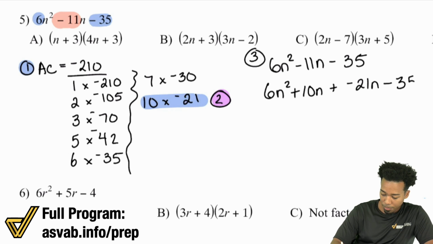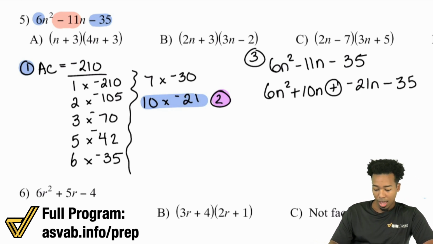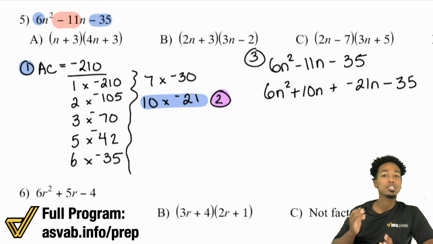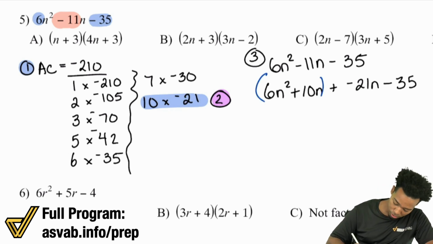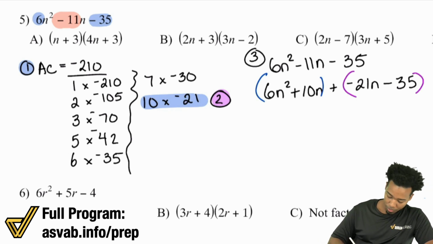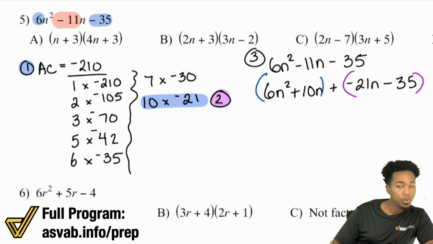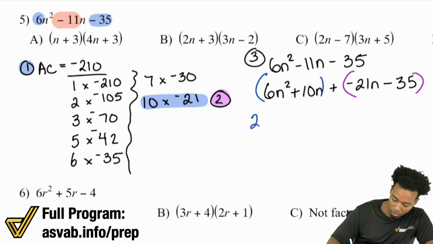Notice what I'm doing here. I'm going to keep the negative with that term and just put a plus right there. Adding a negative is the same as subtracting, but this is useful for the grouping part. So with that, I'll group these two, and do my thing. So what I see here, 6n squared and 10n, they share a 2n. And when I factor that out, we will have 3n plus 5 left over.